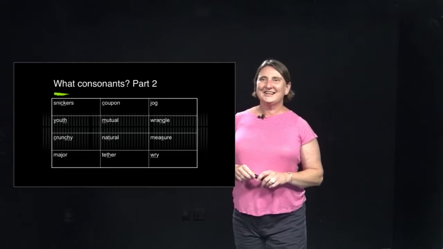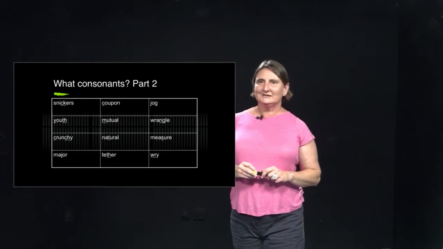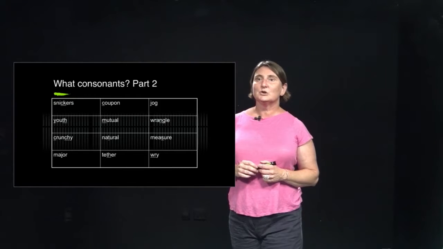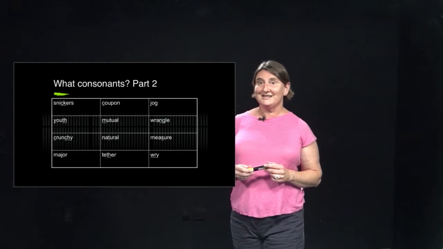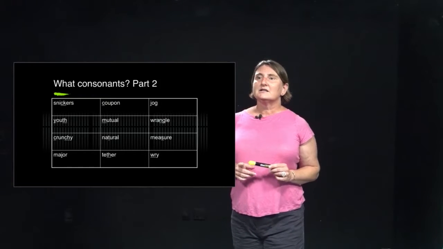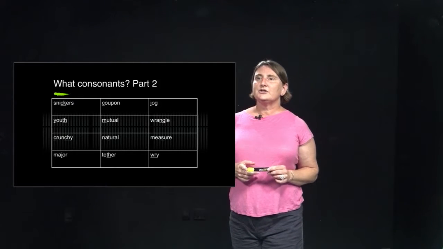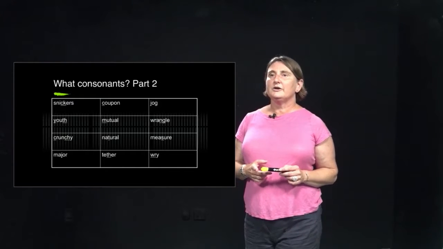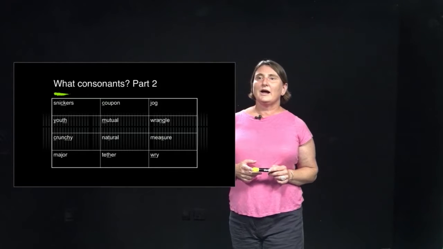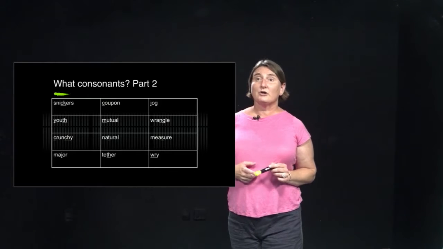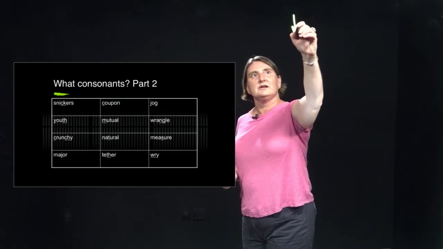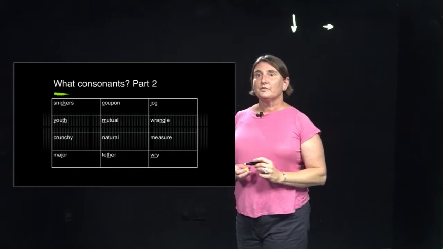All right, here's your next set of consonants to practice on, next set of words. So again, if you want to pause here, write out what sounds you think should be in the underlined area, you can do that. So we've got Snickers, youth, crunchy, major, coupon, mutual, natural, tether, jog, wrangle, measure, and rye. All right, like before, I'll start going down and then head over.